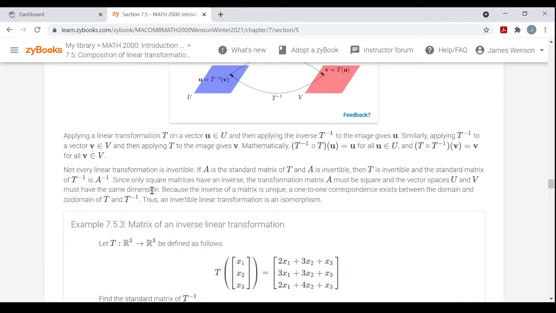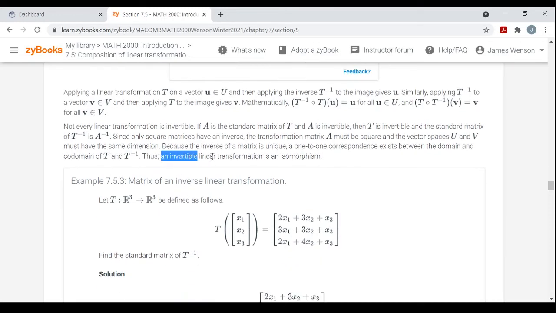And because the inverse of a matrix is unique, a one-to-one correspondence exists between the domain and codomain of T and T inverse. Thus, and this is a huge statement here, and we actually saw this earlier, an invertible linear transformation is an isomorphism. Remember, an isomorphism was a one-to-one and onto transformation that was also linear. But if you're one-to-one and onto, that means you're invertible.